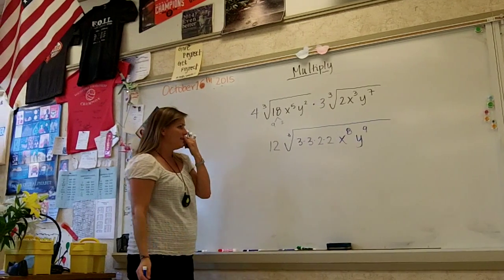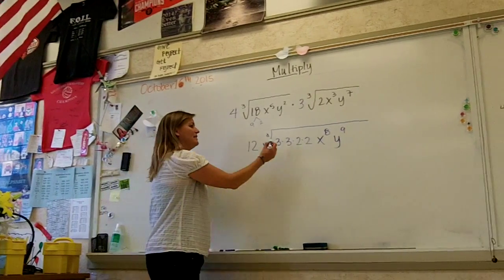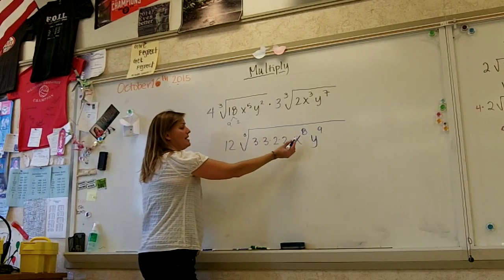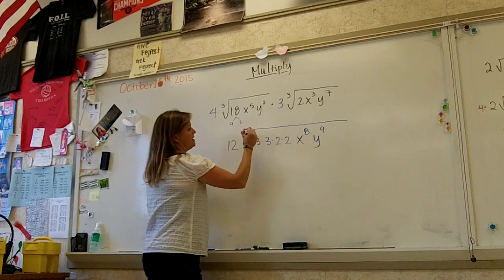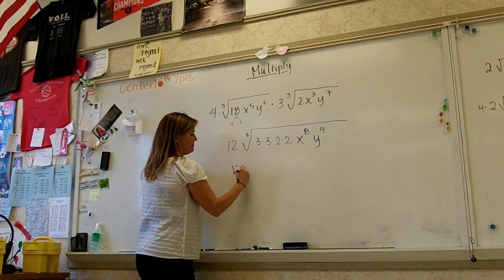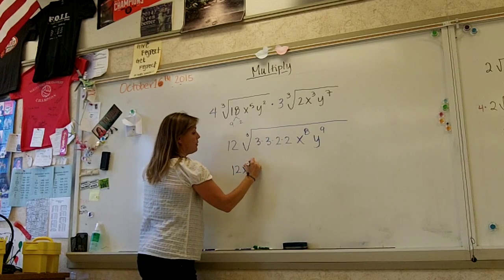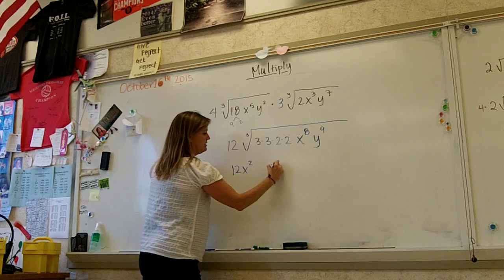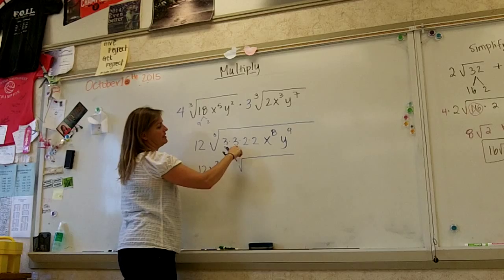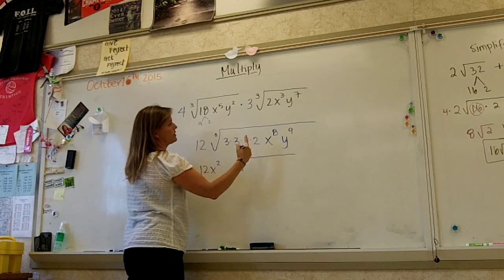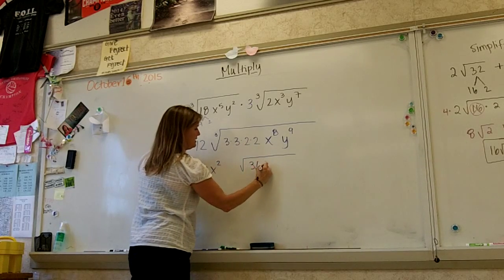9th. Okay, so now all of these have to stay on the inside, but I do get to bring some of the x's on the outside, because remember 8 divided by 3 is 2, so that's going to be 12x squared on the outside. And then on the inside, this is going to be 3 times 3, which is 9, times 2 times 2, which is 4, so 9 times 4 is 36.